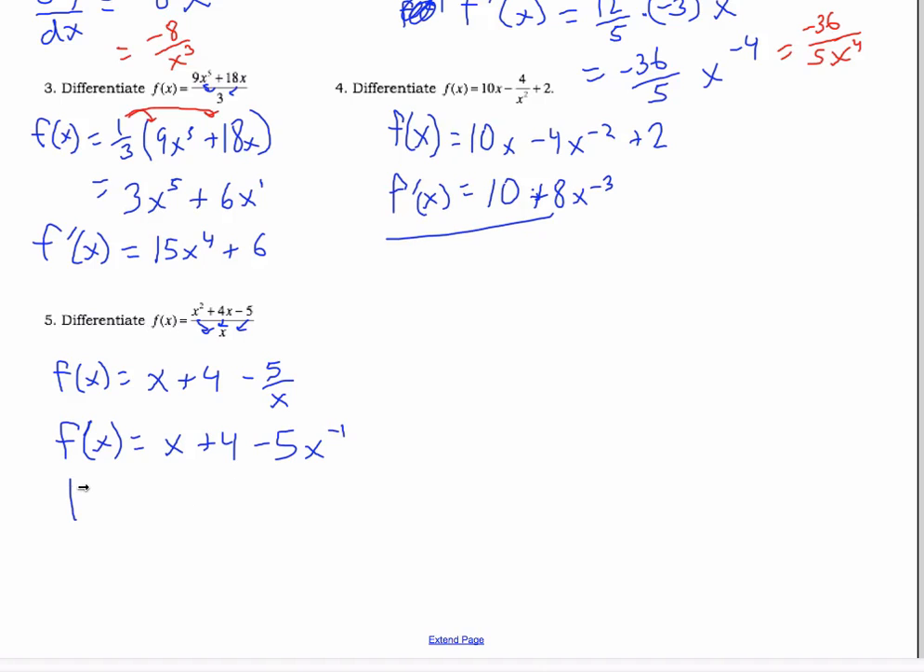Okay, now we can differentiate. f prime of x, well, the derivative of x is just 1. The derivative of 4 is 0. Here we're going to have negative 1 times negative 5 is plus 5, and then we reduce the exponent by 1. And we get this. So f prime of x is actually 5x to the power of negative 2, plus 1. Or you could write it as 5 over x squared, plus 1.